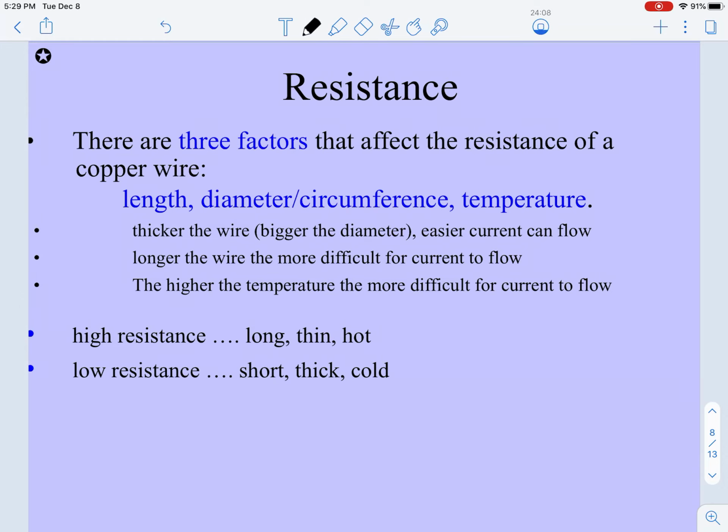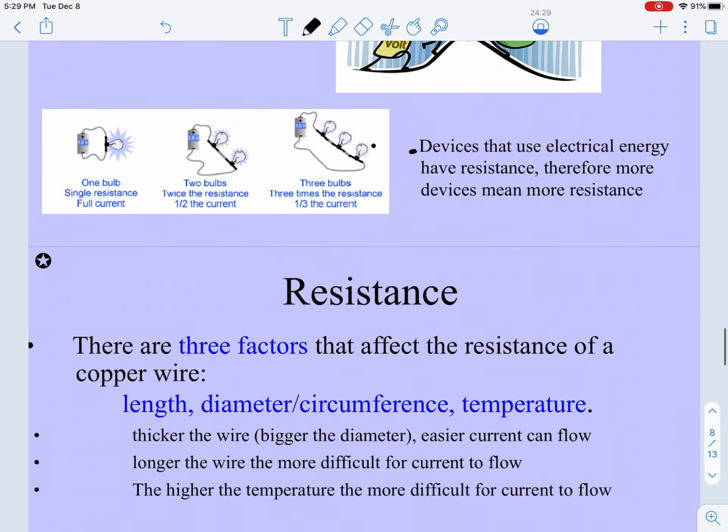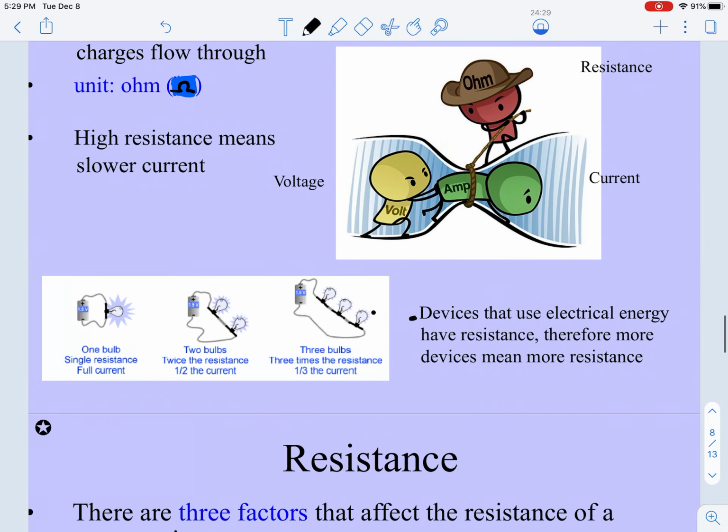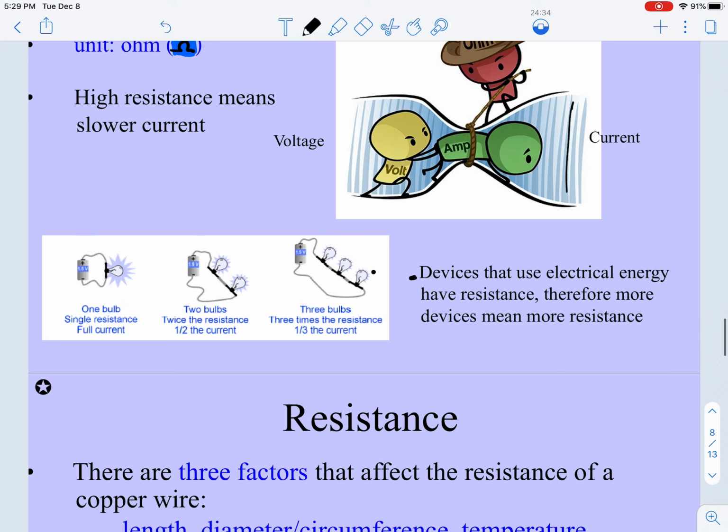All right, so resistance is affected by three different factors. We have the length of our wire, we have the diameter or the circumference of the wire, and then we have the temperature of that system. So the longer the wire is, the more resistance the current will experience. The thicker, fatter, however you want to say it, the bigger the diameter here, the thicker the material is, the smaller the resistance will be.